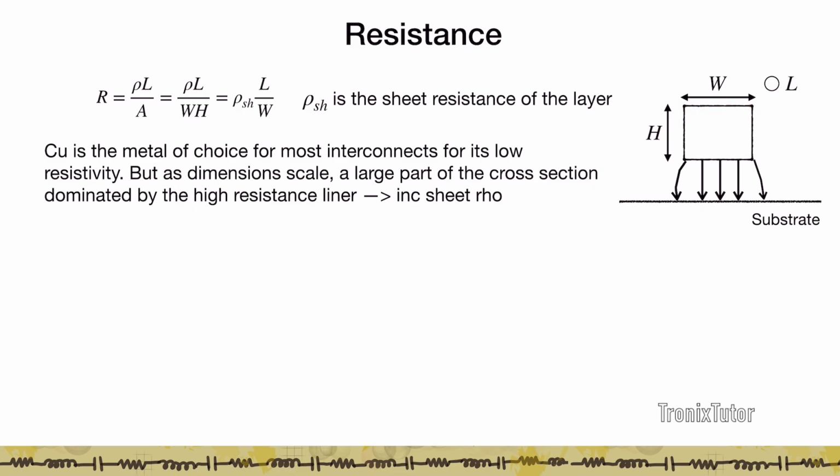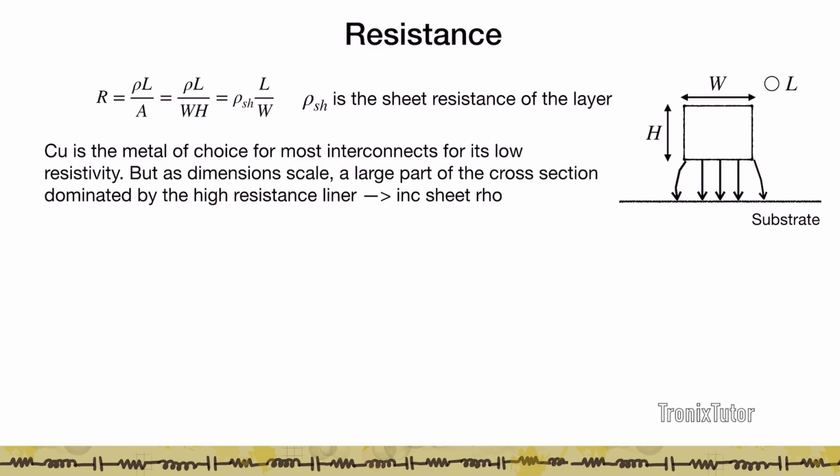So in most current technologies, copper is the metal of choice for interconnects, and that is primarily because it provides an ideal mix of low resistance and immunity to electromigration. But copper requires a liner before the copper is electroplated onto the metal trench. And as the dimensions of these lines scale, a large part of the cross section of the interconnect is dominated by this high resistance liner.